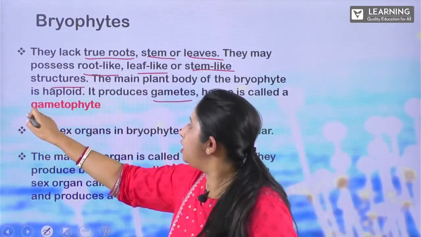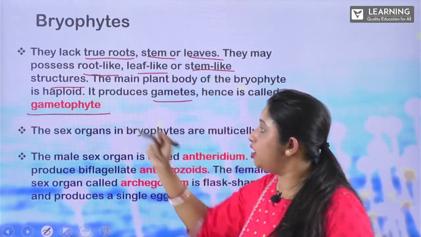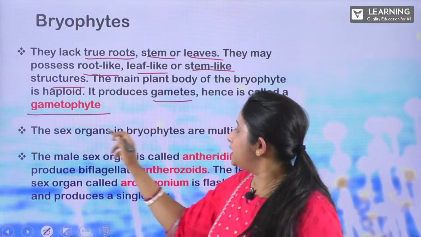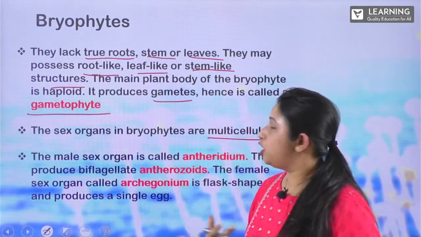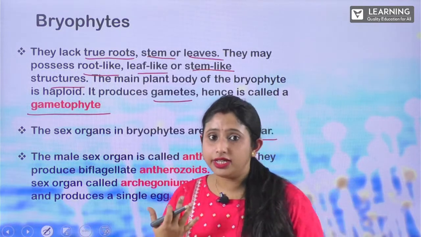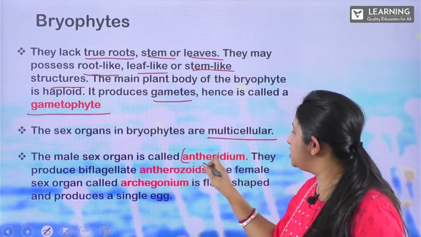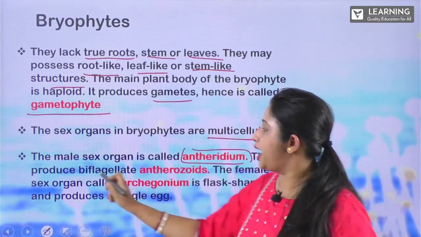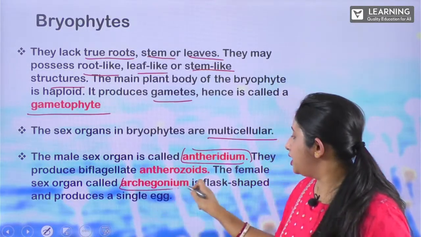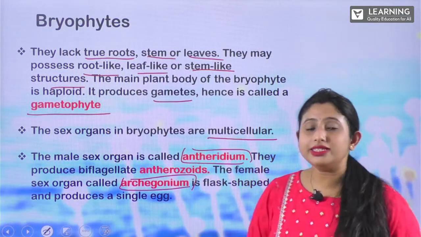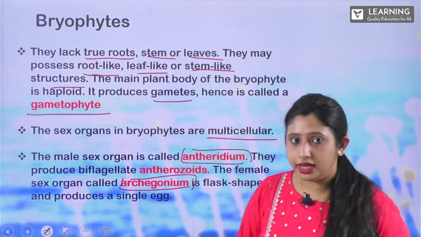It is called the gametophyte. So what is that gamete phase called? It is called the gametophyte in bryophytes. And the sex organ is multicellular. In bryophytes, the sex organ is multicellular. The male sex organ is known as the antheridium, and the female sex organ is known as what? Archegonium. So what is the name of the male sex organ? It is the antheridium, right?